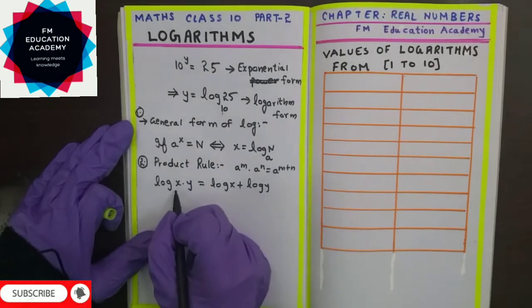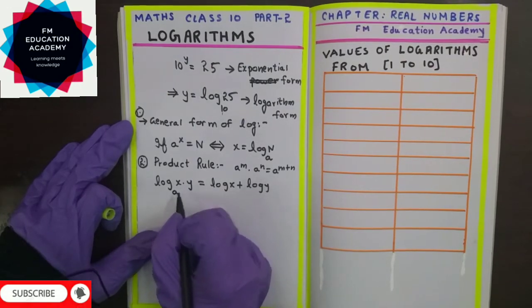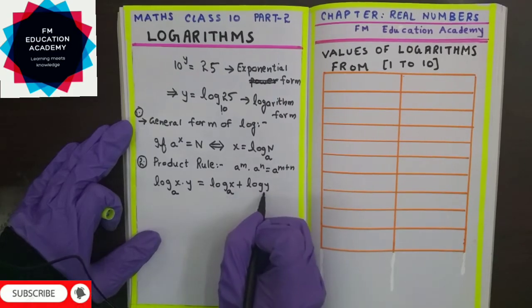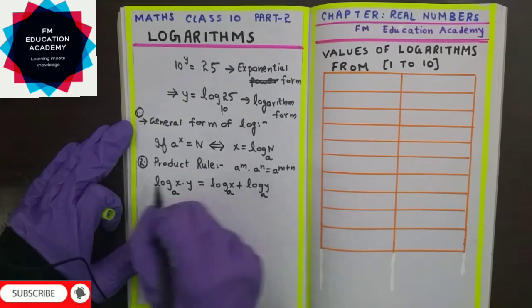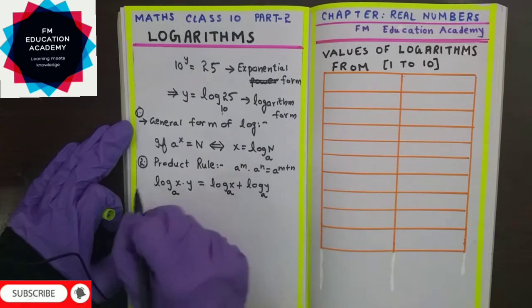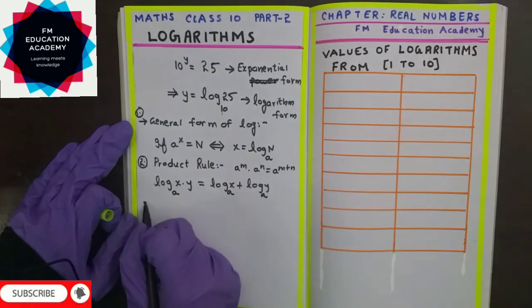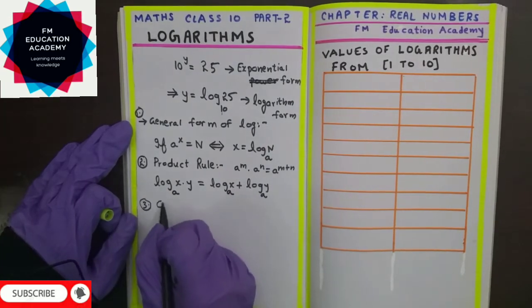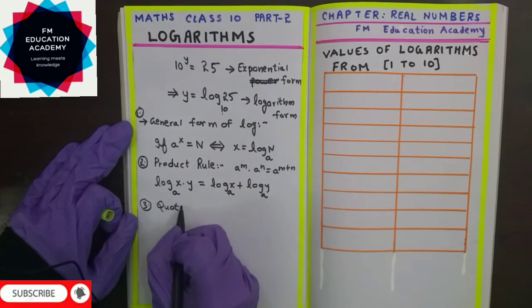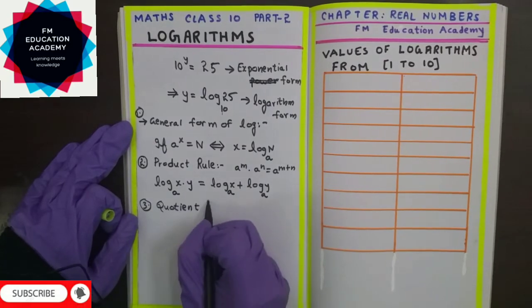So we can also write log x into y to the base a is equal to log x to the base a plus log y to the base a. That is, this formula can be used with base a, or it can be used without base a. Now the next formula is the quotient rule. By the name quotient, you can know that it is used for division.